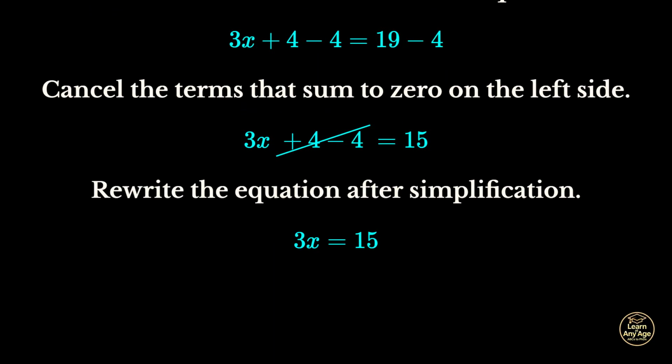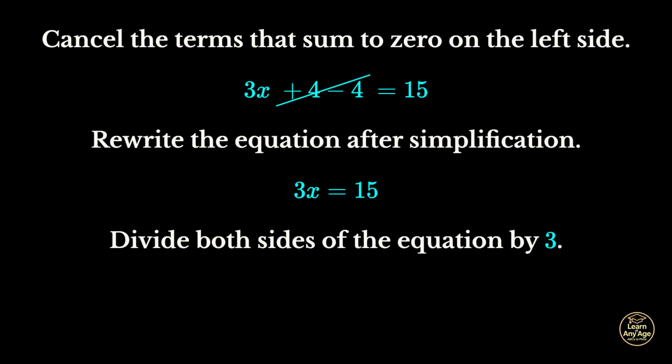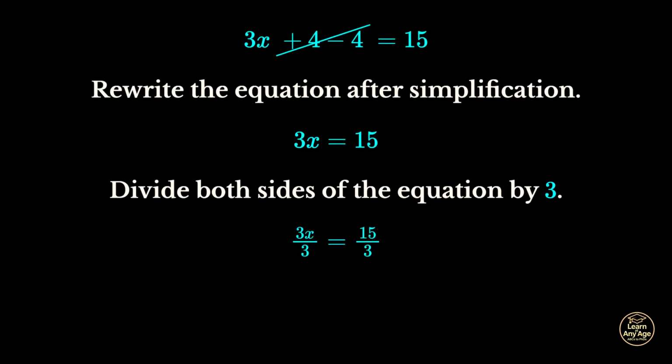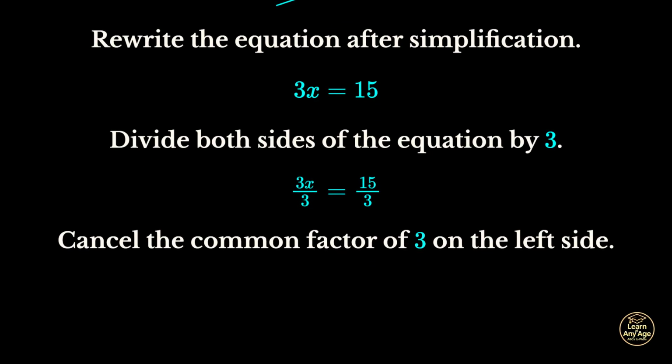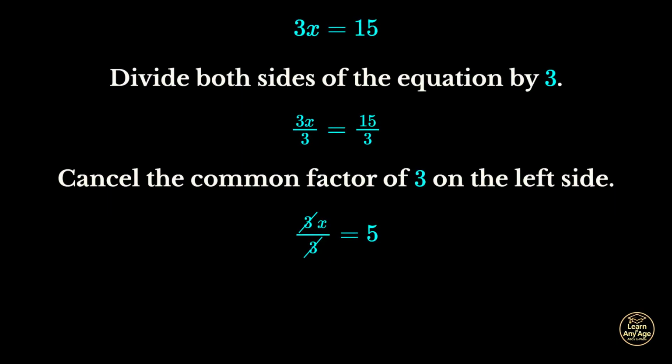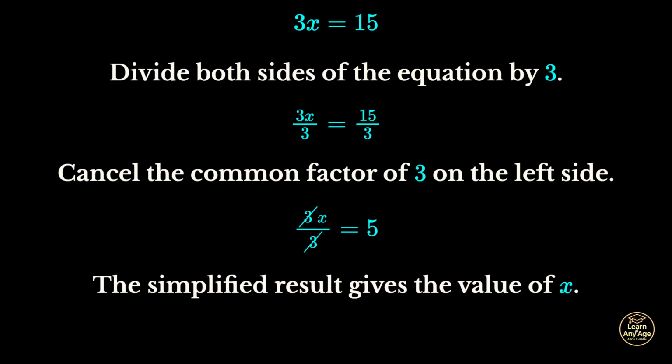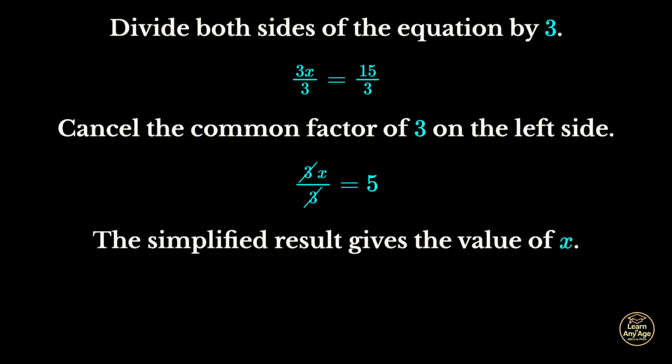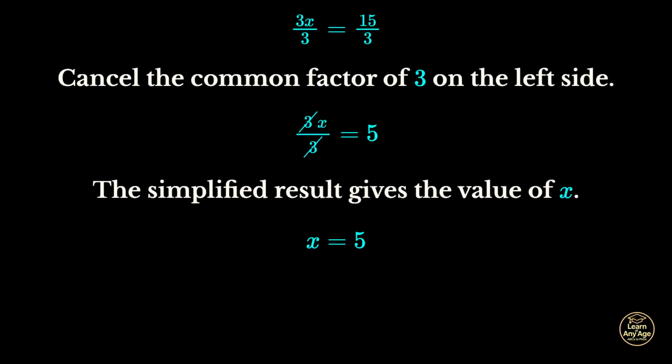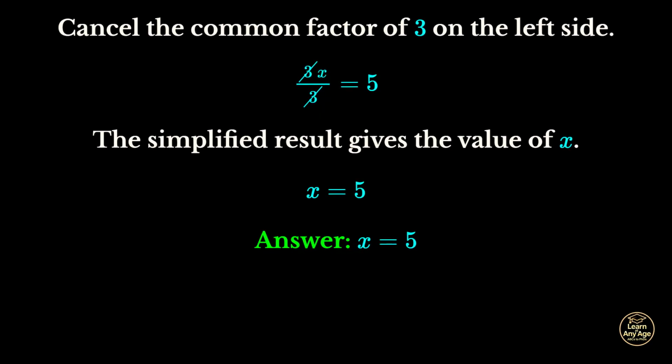3x equals 15. Divide both sides of the equation by 3. 3x over 3 equals 15 over 3. Cancel the common factor of 3 on the left side. x equals 5. The simplified result gives the value of x. Answer: x equals 5.